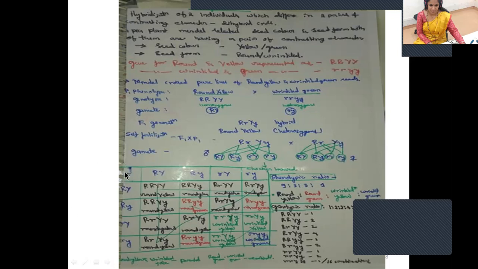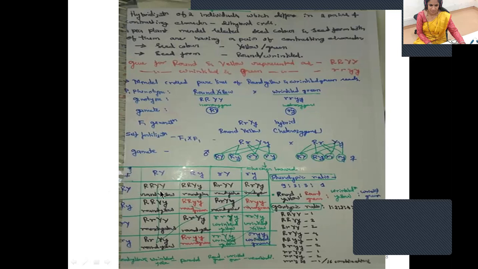Okay, so male and female. Here, RY is written, Ry is written, small r capital Y is written, small ry is written. The same gametes are written here, one side male, the other side female.